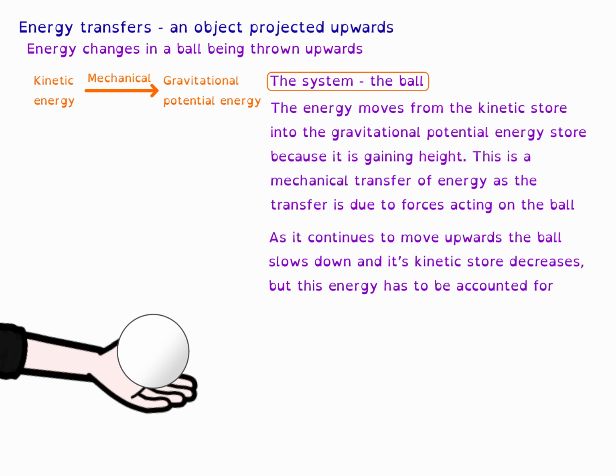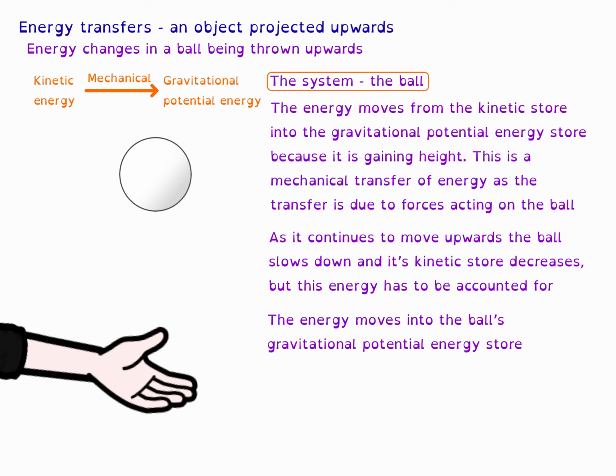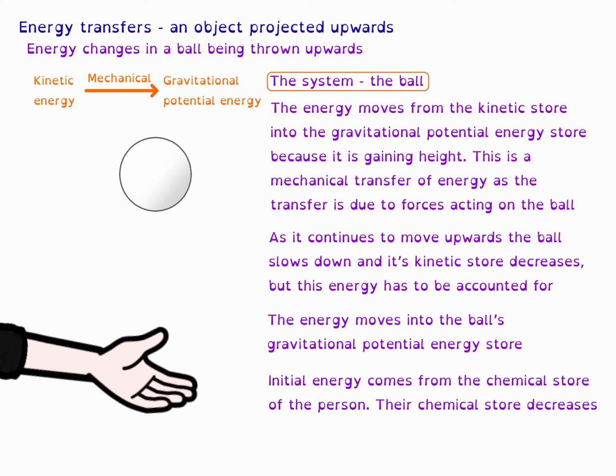As it continues to move upwards, the ball slows down and its kinetic store decreases, but the energy has to be accounted for. The energy moves into the ball's gravitational potential energy store as it gains height. The initial energy comes from the chemical store of the person, and their chemical store decreases, but that's not part of this system.